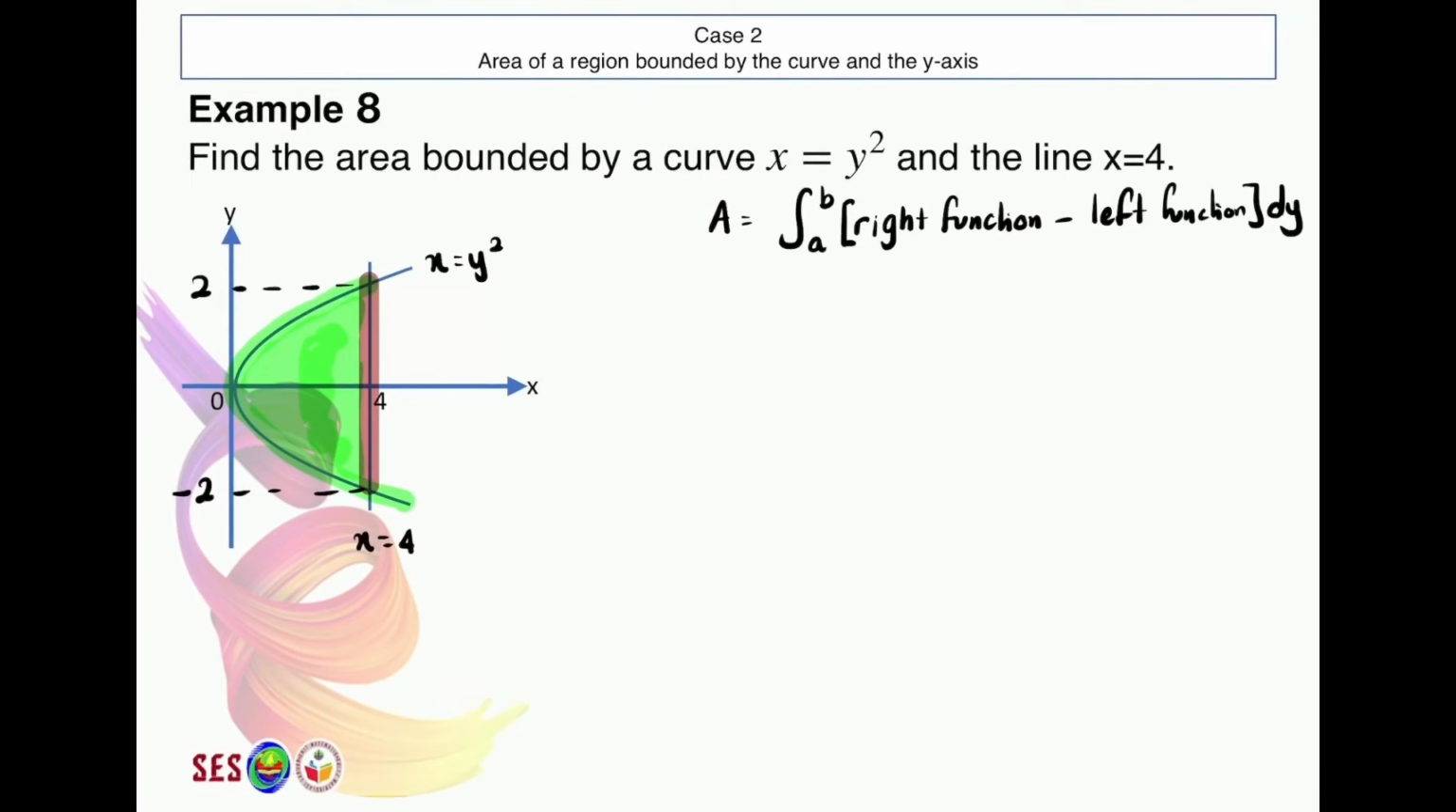So now we already knew our right function and also our left function, and we knew already our a and also b. Our a is equal to negative 2 and our b is equal to 2. So now we could simply integrate them with respect to y. So our a will be negative 2, our b will be 2. Our right function is 4 and our left function is y squared. So the whole thing will integrate with respect to y. And so integrating it, we'll get 4y minus y cubed over 3.